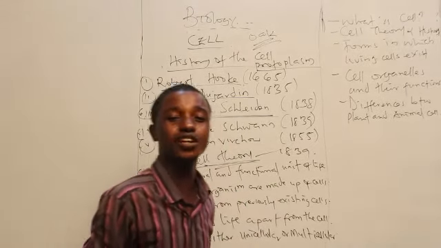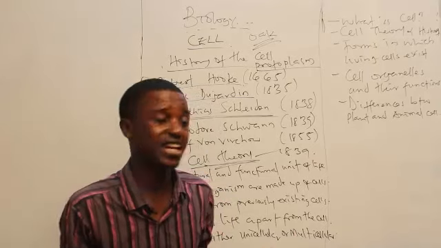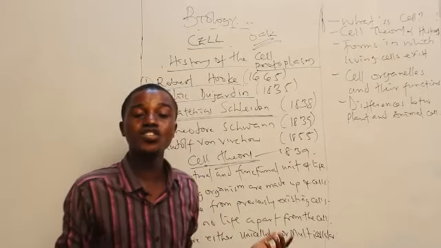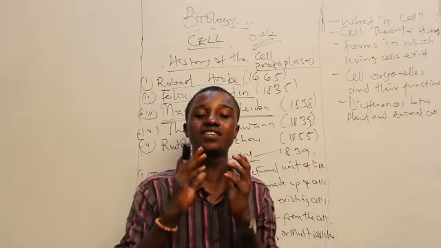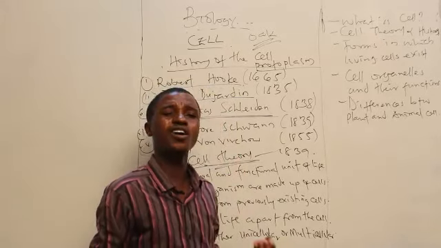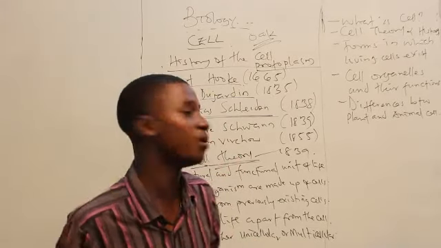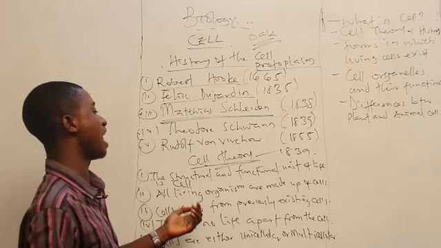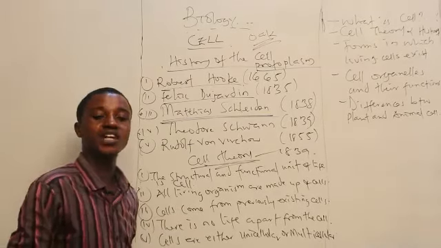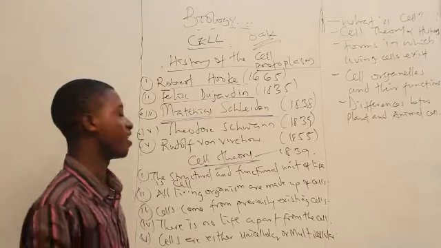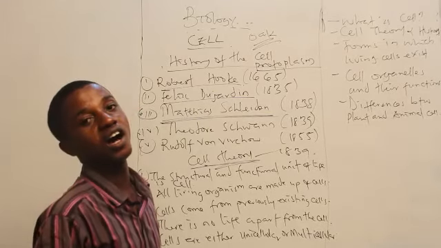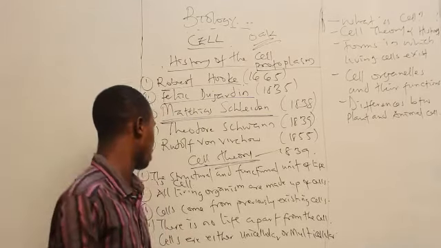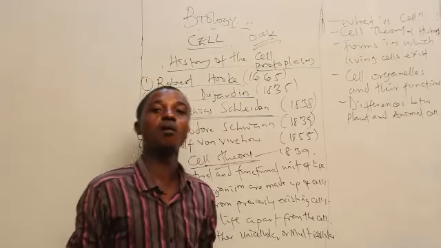Cells are either unicellular or multicellular. As I said earlier, unicellular organisms are organisms with only one single cell, while multicellular organisms are organisms with what? Diverse types of cells. And so these are the cell theory. The structural and functional unit of life, that's 1. Number 2, all living organisms are made up of cells. Number 3, all cells come from previously existing cells. Number 4, there is no life apart from the cell, while number 5, cells are either unicellular or multicellular.